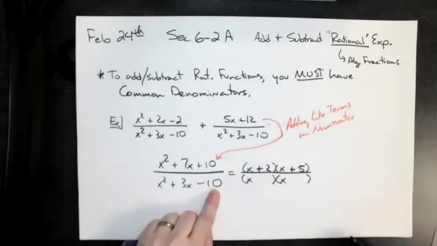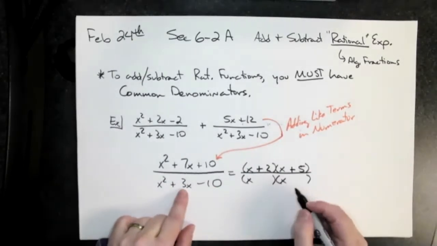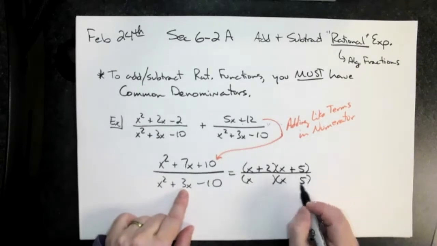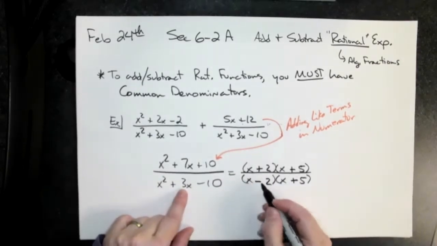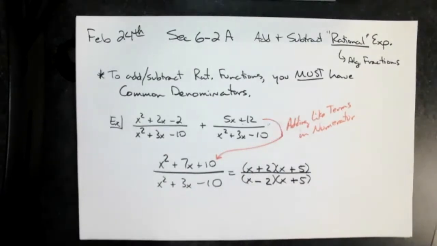Okay, I need unlike signs. So again, 5 and 2, right? 5 times 2 is 10. I need a positive 3, so I put the positive right there and the negative here to get the negative 10. Okay, and we were lucky.